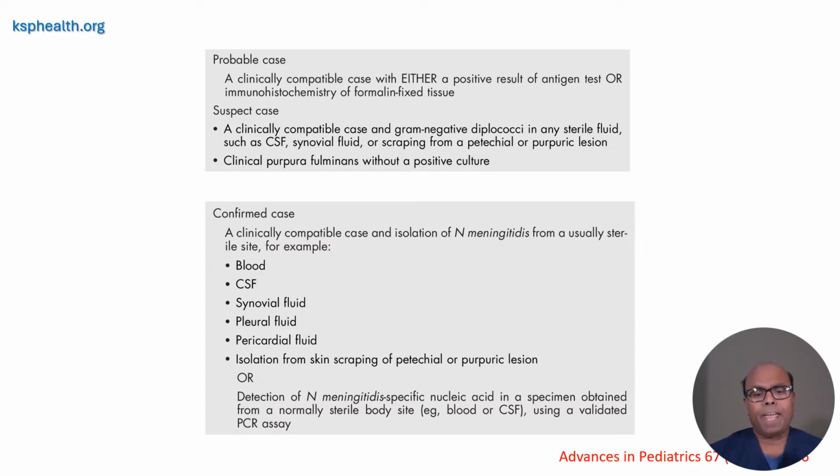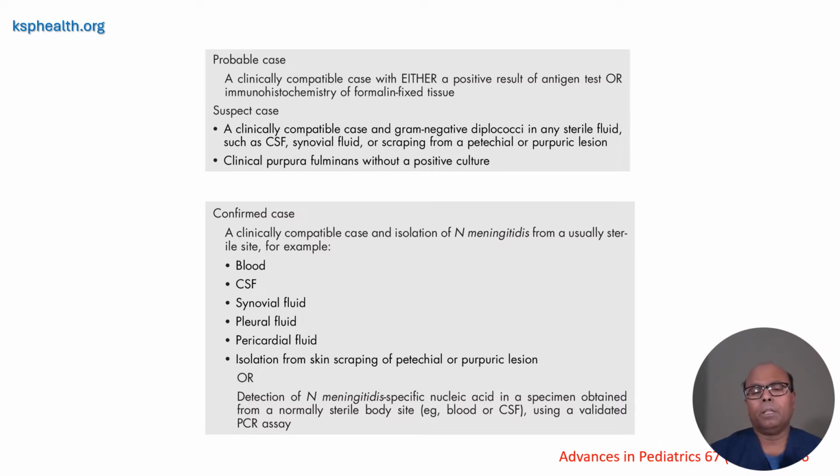The WHO defines meningococcemia as a confirmed case, suspect, and probable case. In order to have a confirmed meningococcal septicemia or meningococcemia, you isolate bacteria from blood, CSF, synovial fluid, pleural fluid, pericardial fluid, or from skin lesions. Just PCR or a positive result for Neisseria meningitidis in all those areas can confirm the diagnosis of meningococcemia.